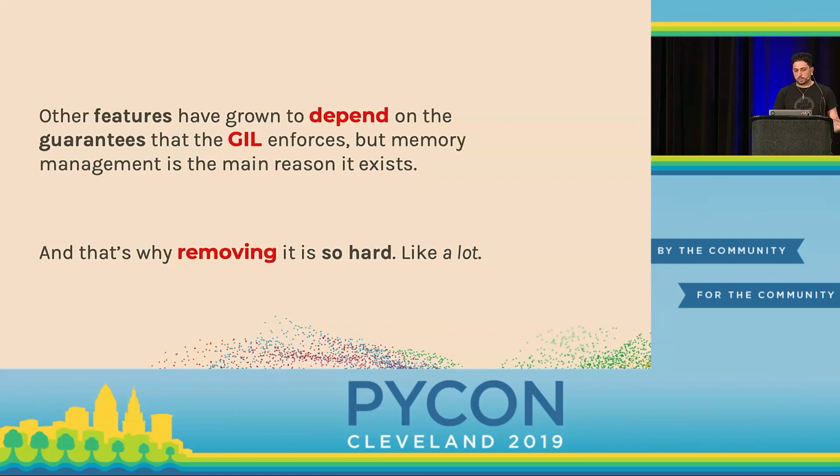Other features of the language and extension modules have grown to depend on the guarantees of the GIL, but memory management is the main reason that we have this thing. And this is the reason that removing the GIL is so hard, or one of them, because if you want to remove the GIL, you need to get rid of reference counting. That's it. So you basically need a new garbage collector or some modified garbage collector that will do the job that the reference count is doing. And this is really, really hard for many reasons.